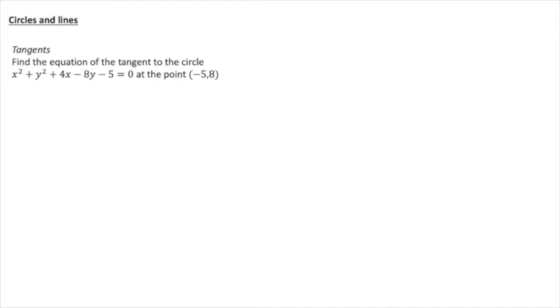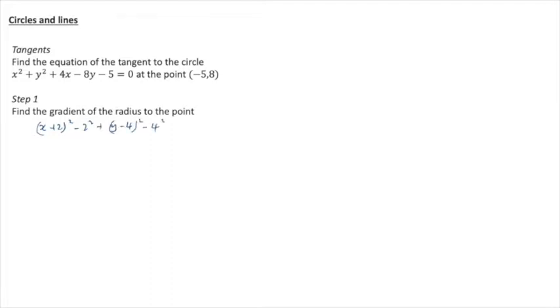We're going to find the equation of the tangent to the circle x squared plus y squared plus 4x minus 8y minus 5 equals 0 at the point (-5, 8). Okay, so the first step is we can find the gradient of the radius to the point. And to do that we need to know the centre of the circle. So I'm going to do that by quickly completing the square.